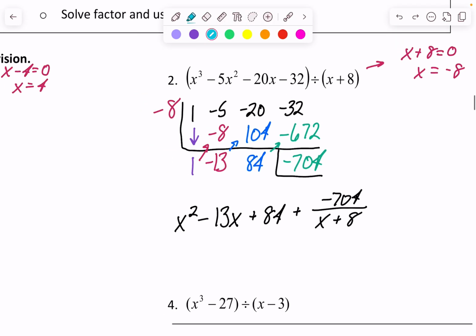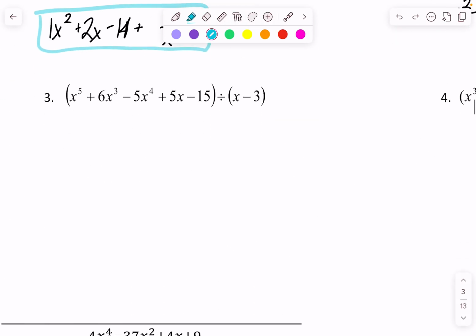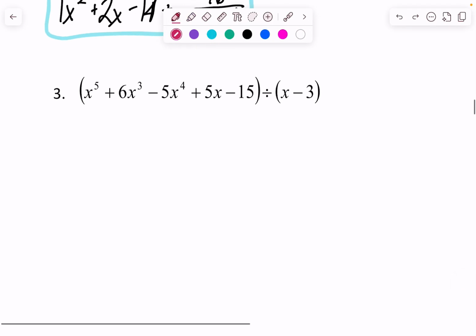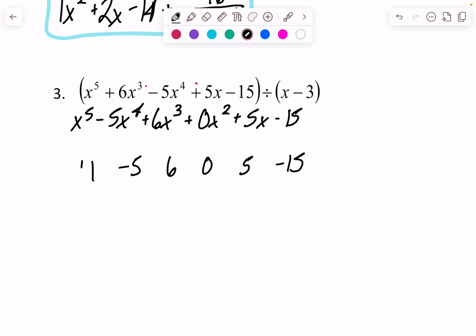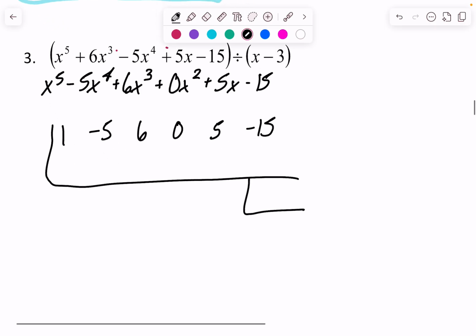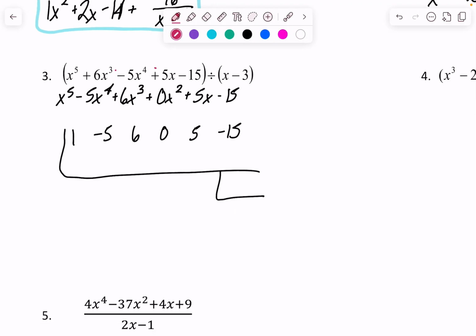Okay, so then if we look at number 3, notice our powers are out of order. We need to make sure we write them in order before we start. And we don't have an x squared term, so we need to add a 0 for that one. Now I'm going to write my coefficients in my big L shape. Then I'm going to take my divisor, set it equal to 0, solve for x. So I get x equals 3.